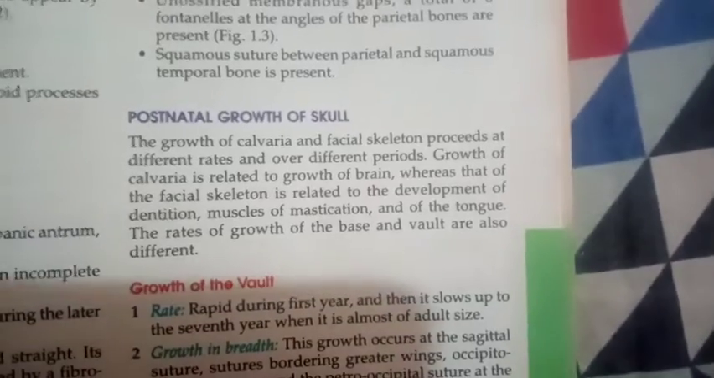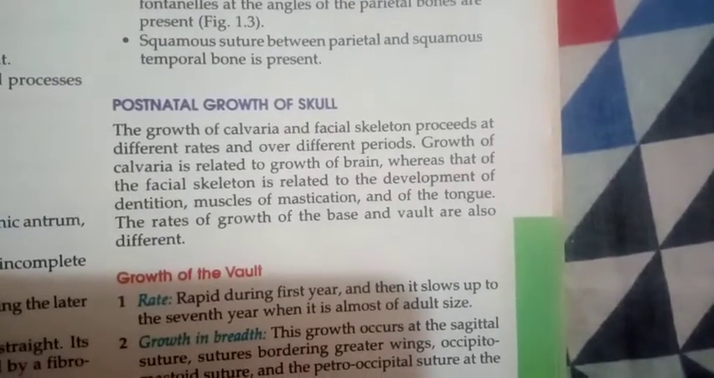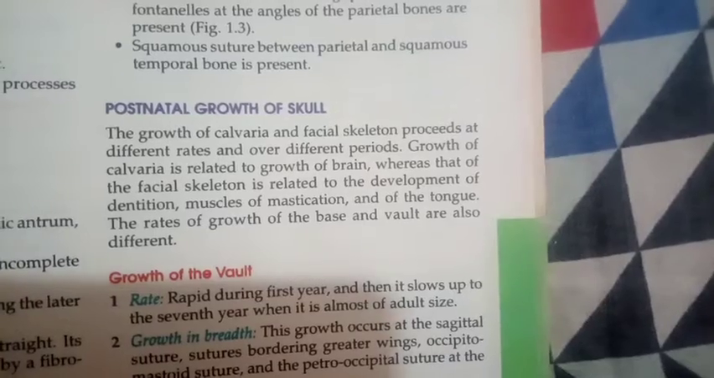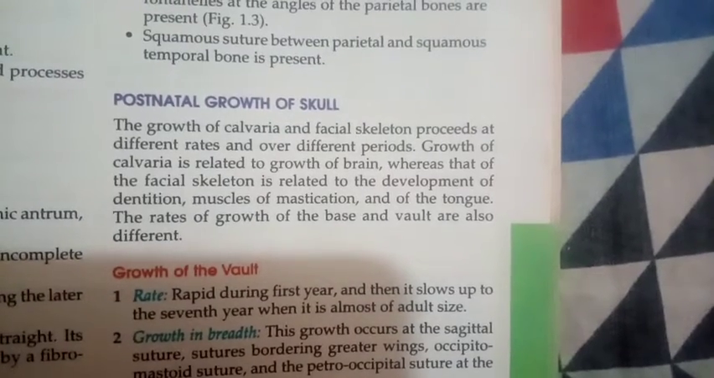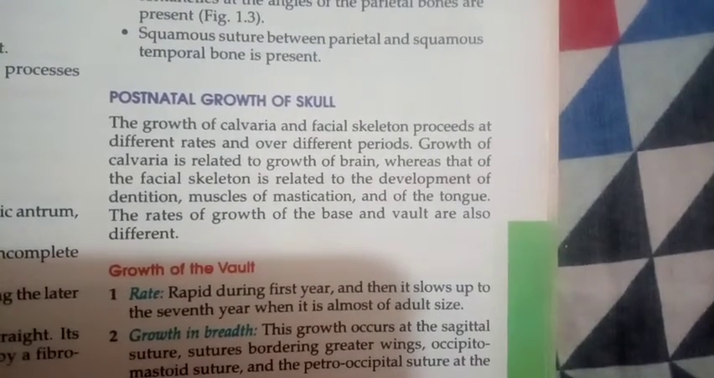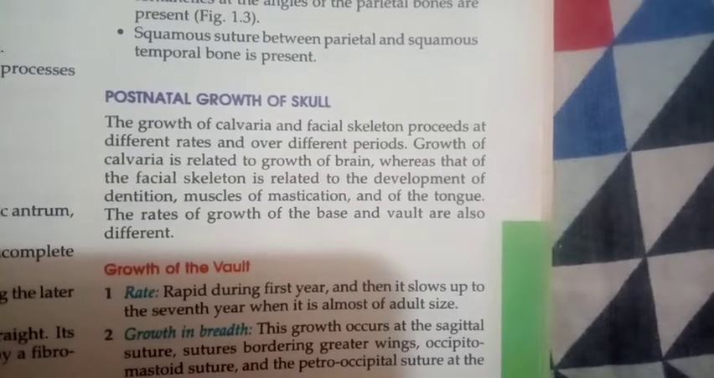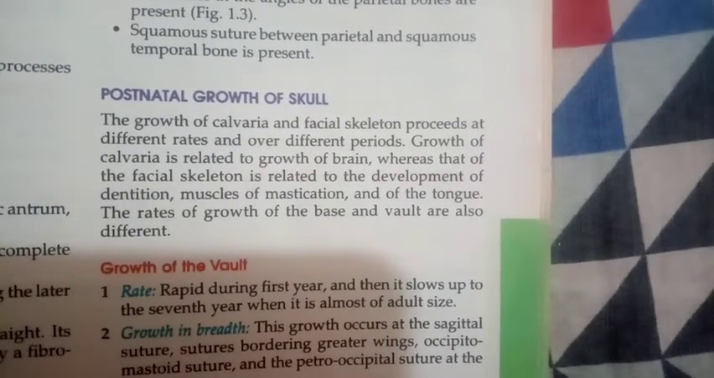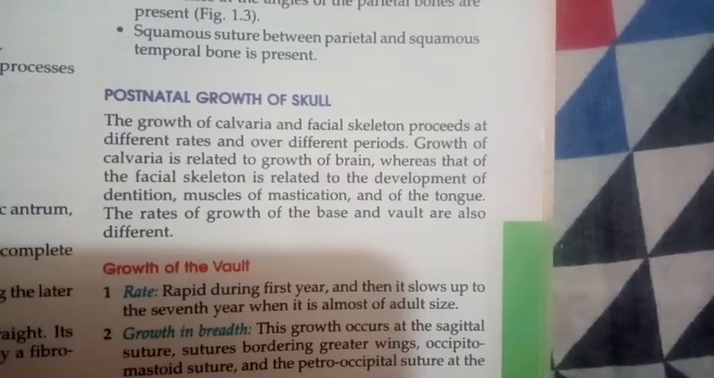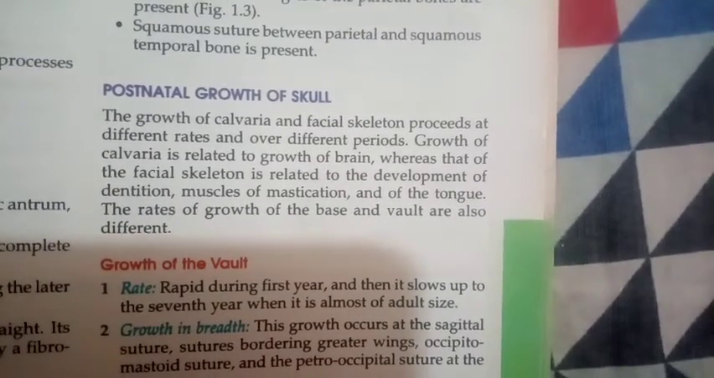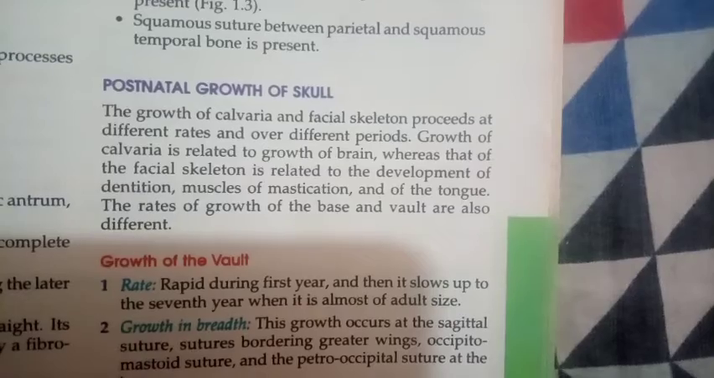Now we will talk about postnatal growth of the skull. The growth of the calvaria and the facial skeleton proceed at different rates and over different periods. Growth of the calvaria is related to the growth of the brain, whereas that of the facial skeleton is related to the development of dentition, muscles of mastication and of the tongue. The rates of growth of the base and the vault are also different.